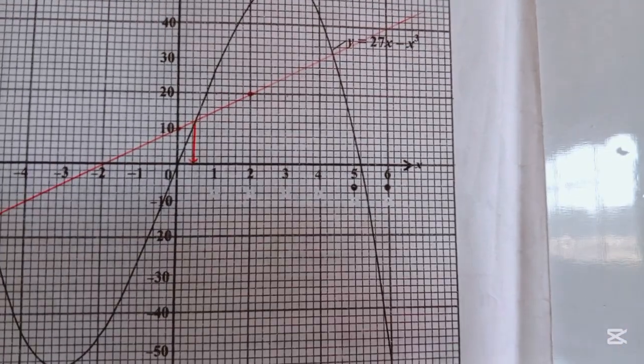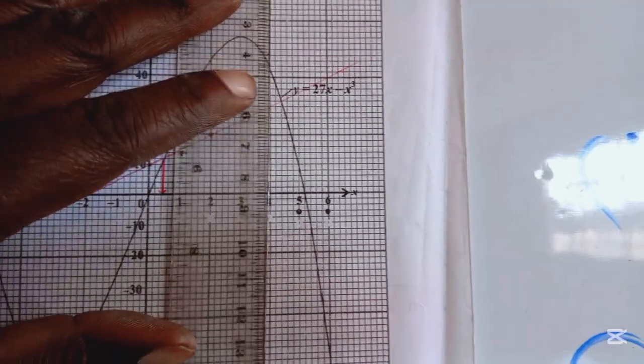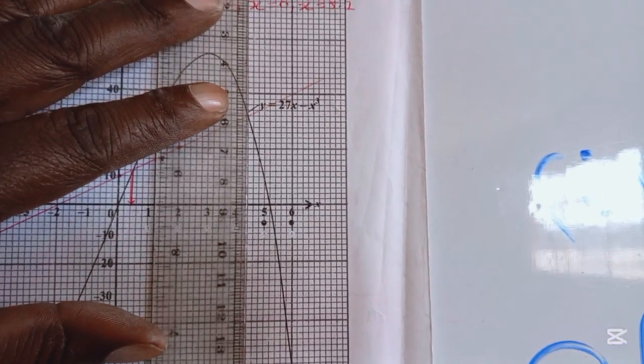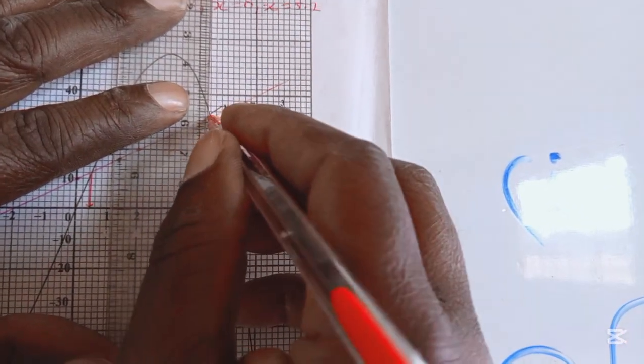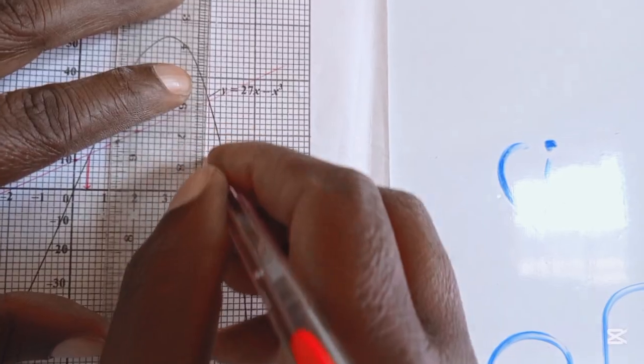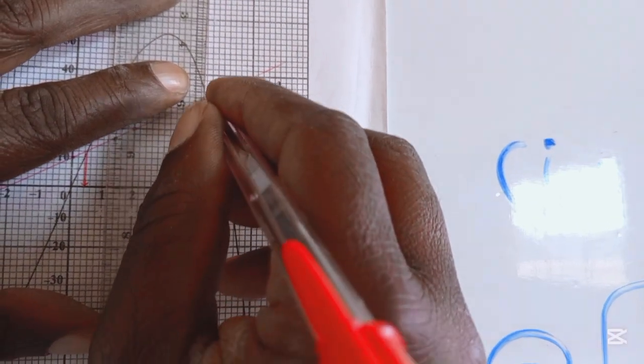And where else does it cut the graph? It cuts the graph somewhere there. Ladies and gentlemen, you have to be neat and smart. It cuts the graph somewhere there. You agree with me that it is somewhere there.